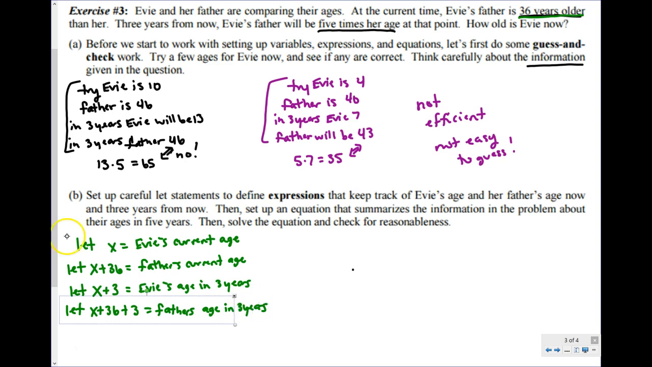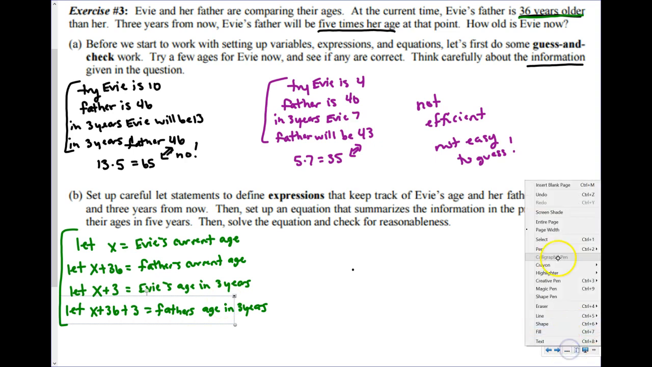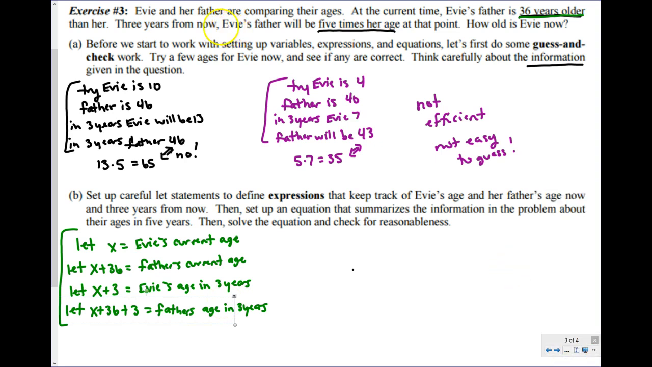Okay, so these are all of my definitions. It's quite a bit, but it's really important to do this setup stage first. Okay? Now, I haven't used this information right now. If we look up here, I have not yet even used this: Evie's father will be 5 times her age at that point. Remember what I said about this phrase "will be" being an equal sign? Okay, so Evie's father will be 5 times her age at that point.